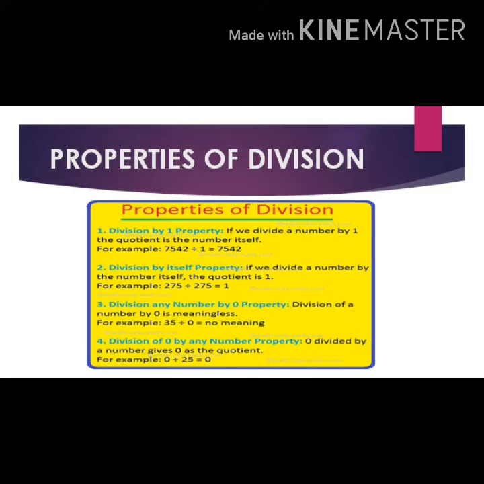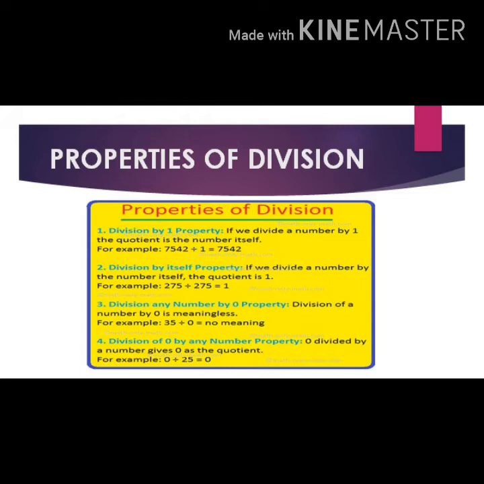Property 2. When a number is divided by itself, the quotient is 1. Suppose I have divided 275 by 275, so I will get the quotient as 1. आप कभी भी अगर किसी नंबर को उसी नंबर से डिवाइड करते हैं तो आपको आंसर में 1 मिलेगा.